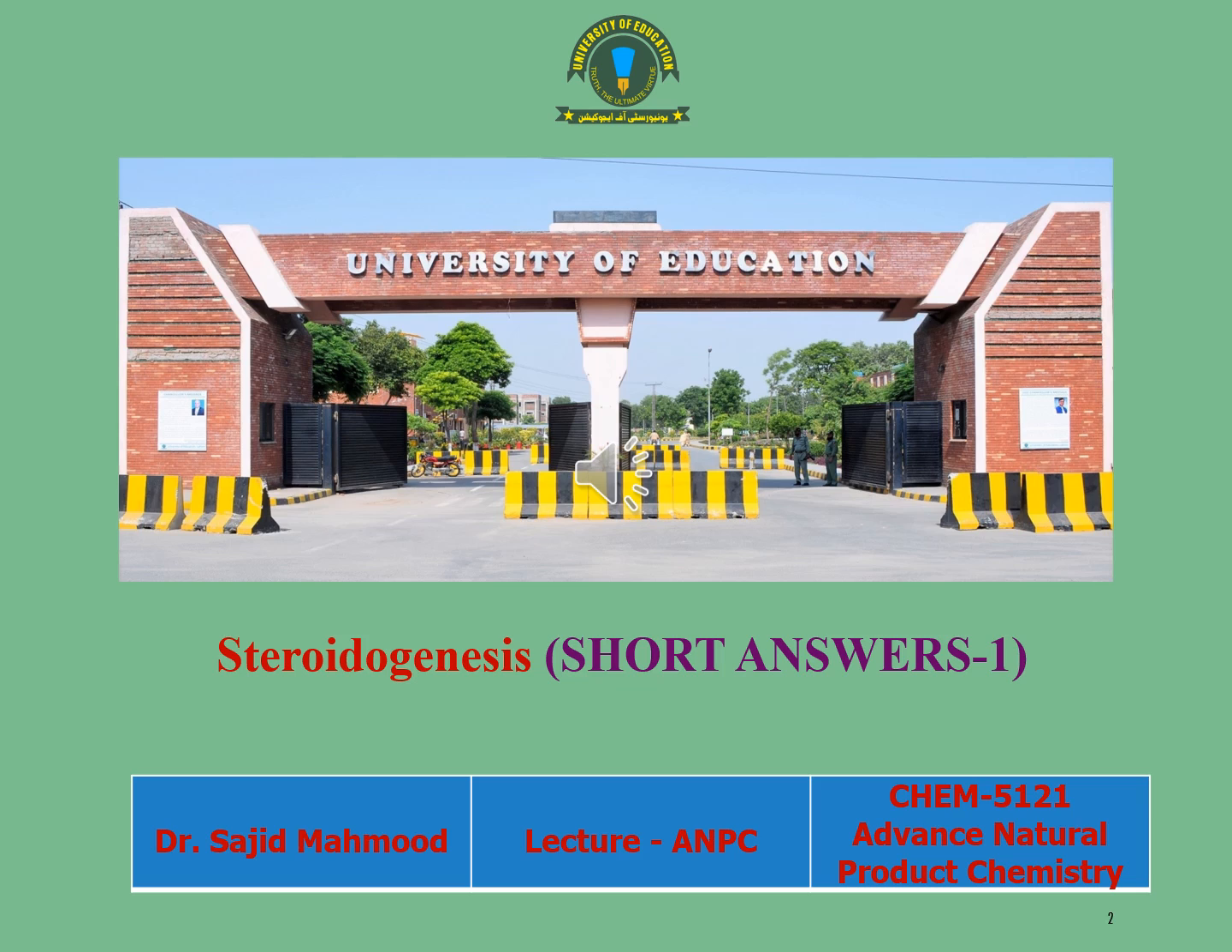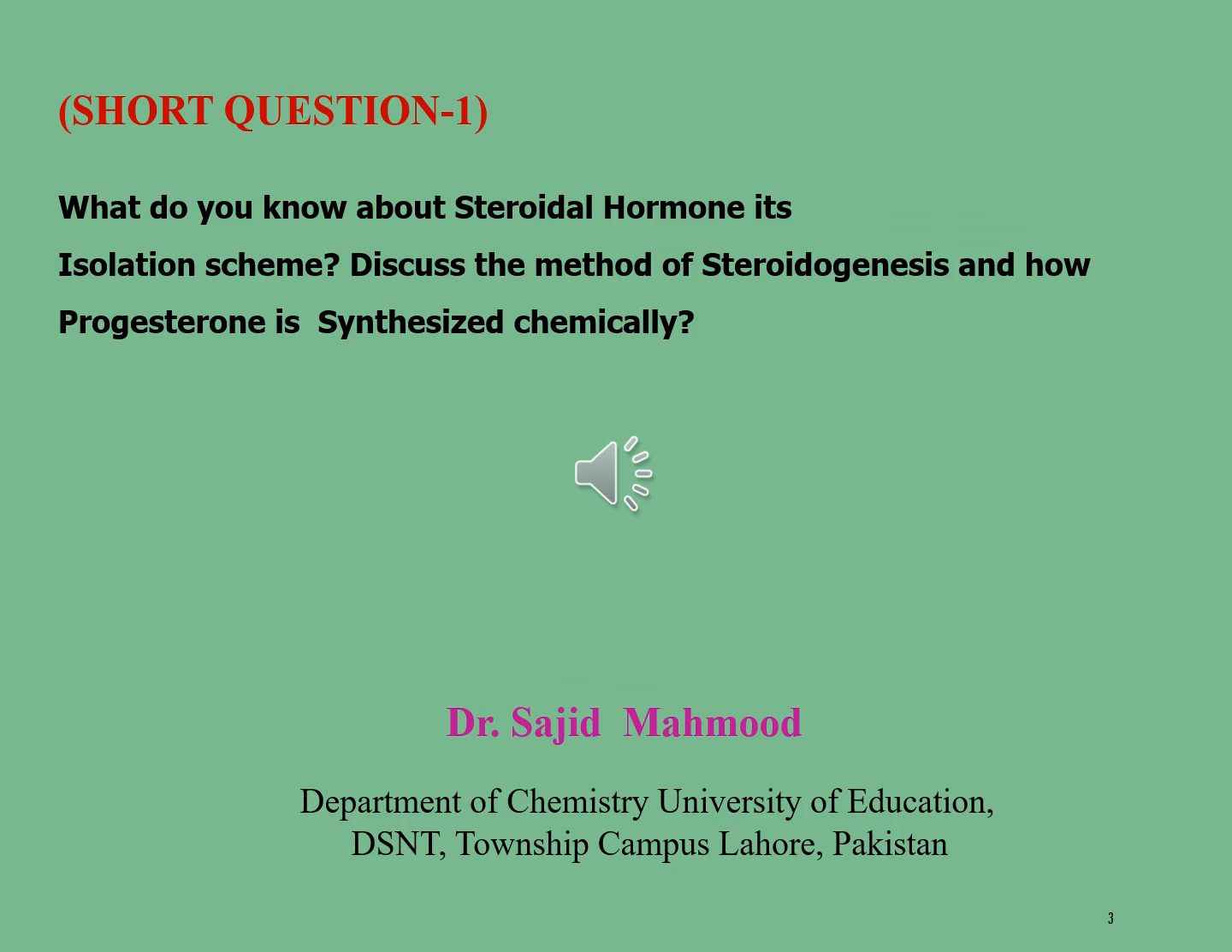Today we are talking about steroidogenesis or steroidal hormones, in which we will discuss short question answers relevant to the course of Advanced Natural Product Chemistry, that is Chem 5121. Let's see short question number 1. What do you know about steroidal hormones, its isolation scheme? Discuss the method of steroidogenesis and how progesterone is synthesized chemically.